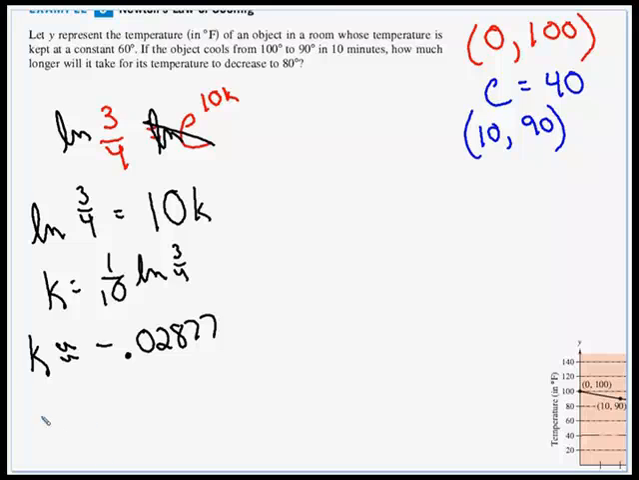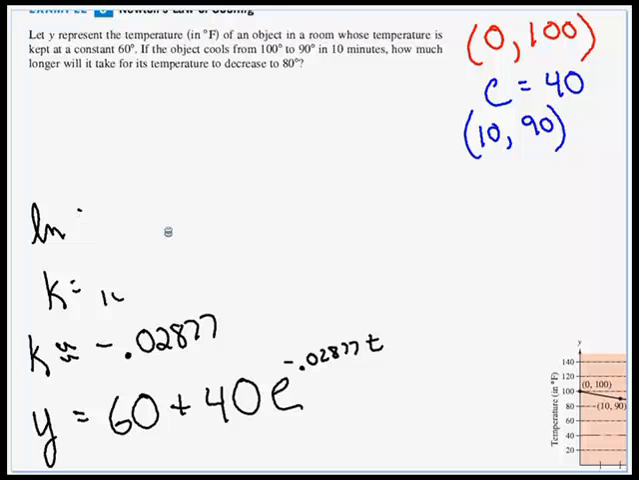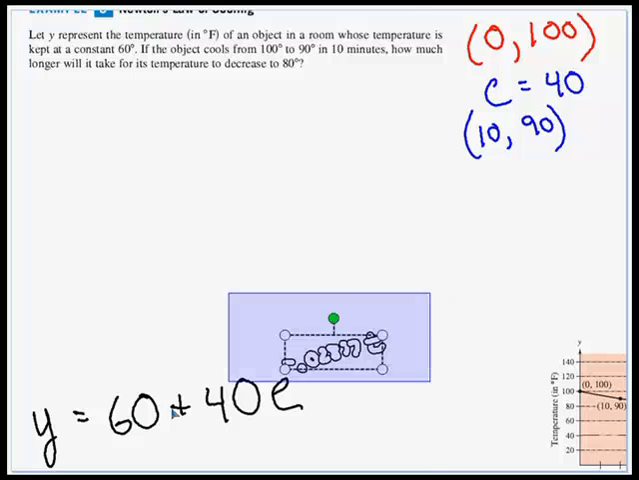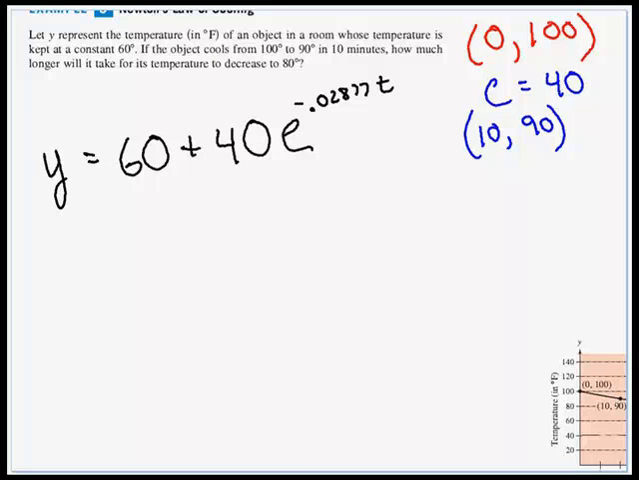So we can now rewrite our model. Y equals, we had our 60 plus ce to the kt. We found our c was 40. Our base e is there. And now we have our k value as negative 0.02877 times t. So we found the model that we can actually use to answer the question. How much longer will it take to get the temperature down to 80 degrees? So what we're doing is, how much longer, T is what, to get the temperature down to 80 degrees.